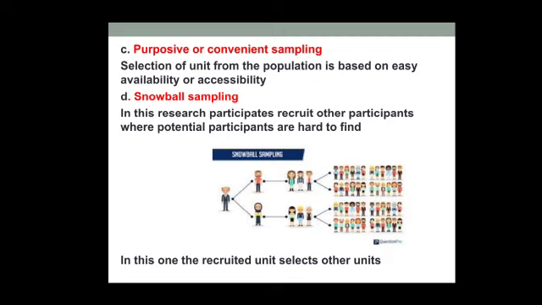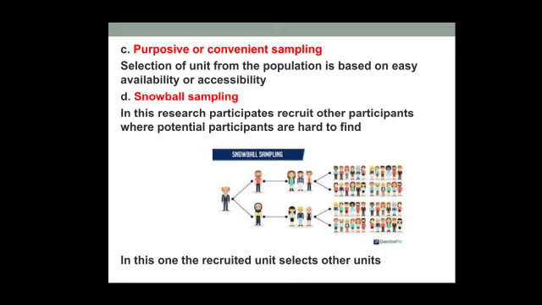So snowball sampling is one of the most important ones. In this, the research participants, one selected unit, recruit the other one. The participants of the research may recruit other participants, where potential participants are hard to find. Look at the diagram given there. The first unit may select two, then the two may select three each, like this. This will continue. So in this one, a recruited unit selects another unit. It is used when the participants are hard to find.